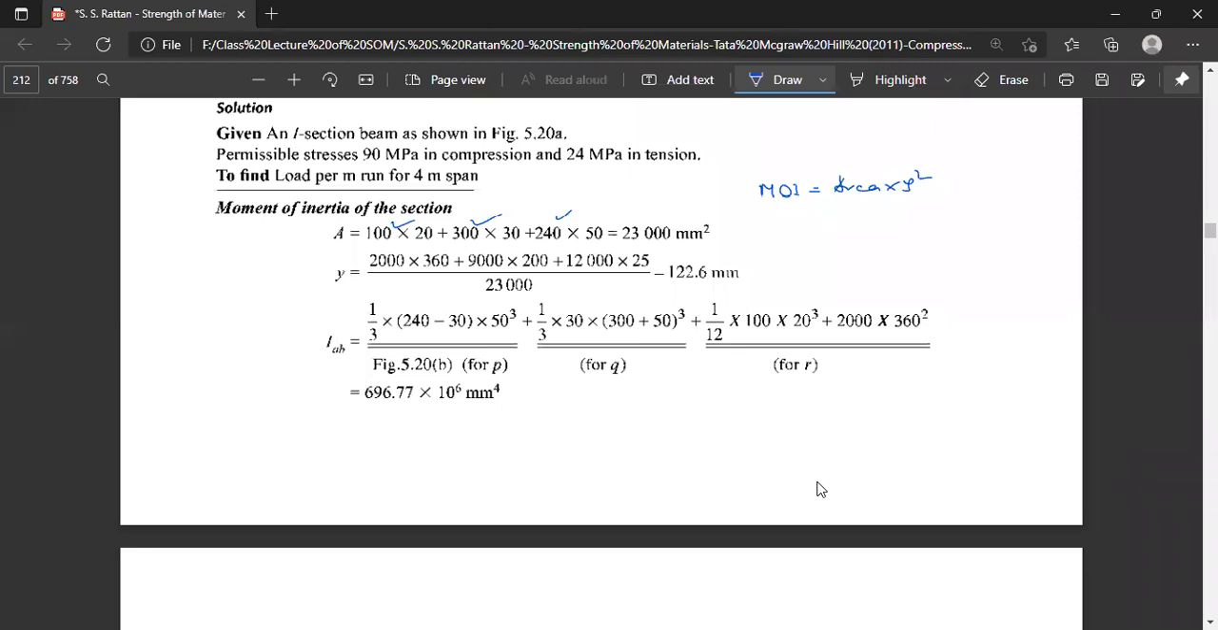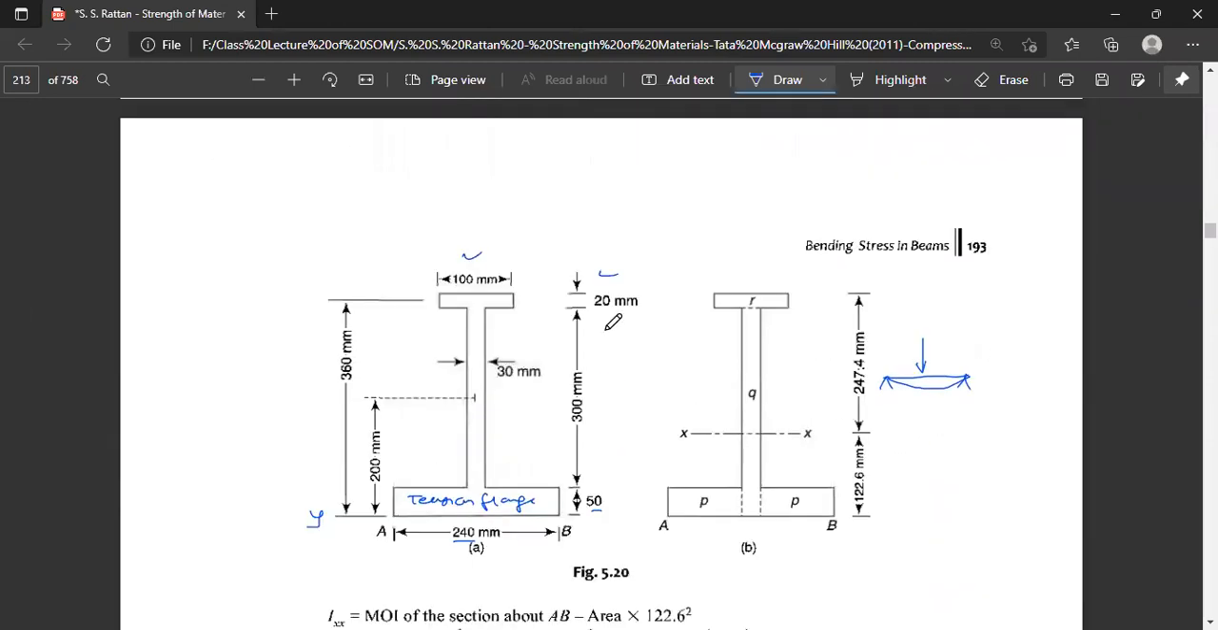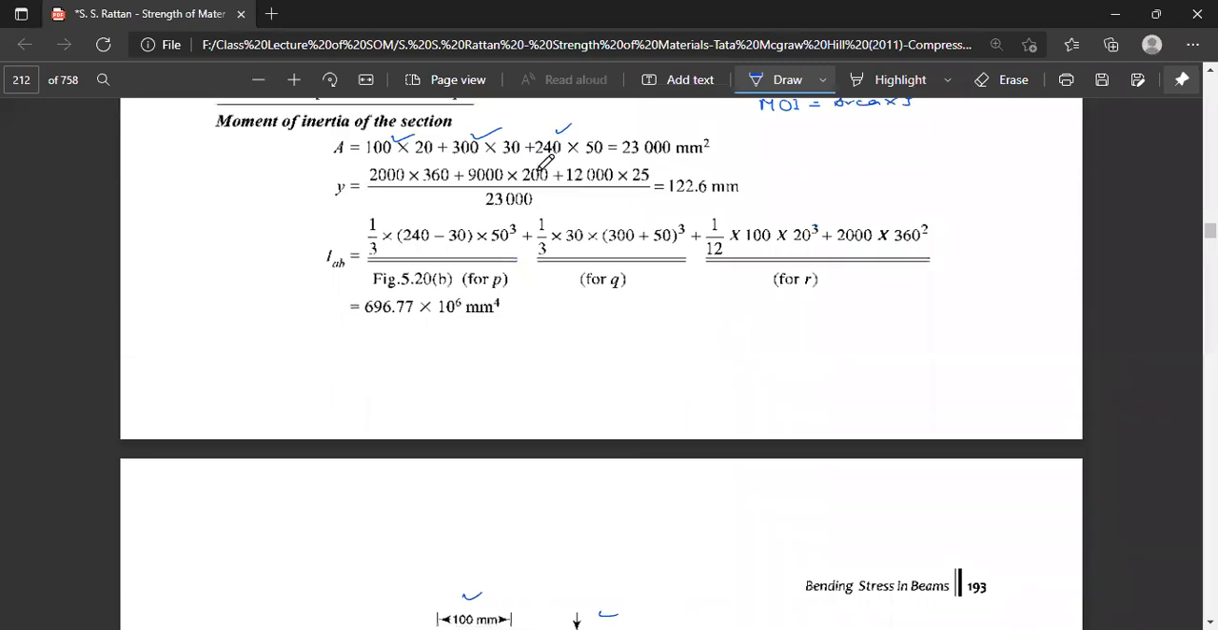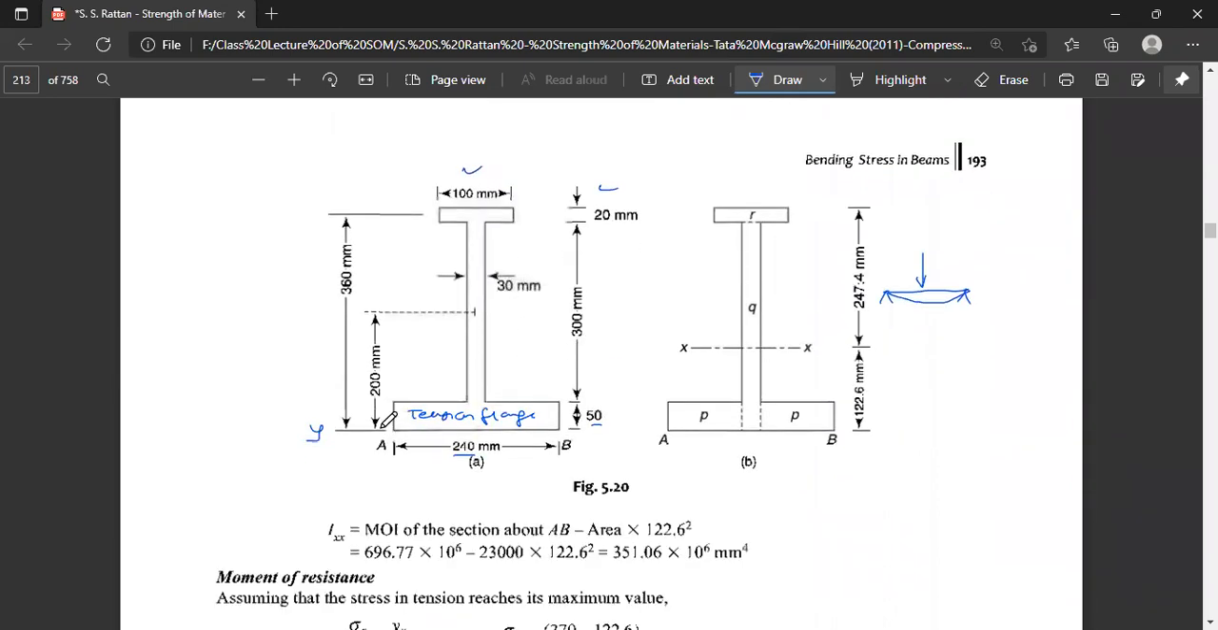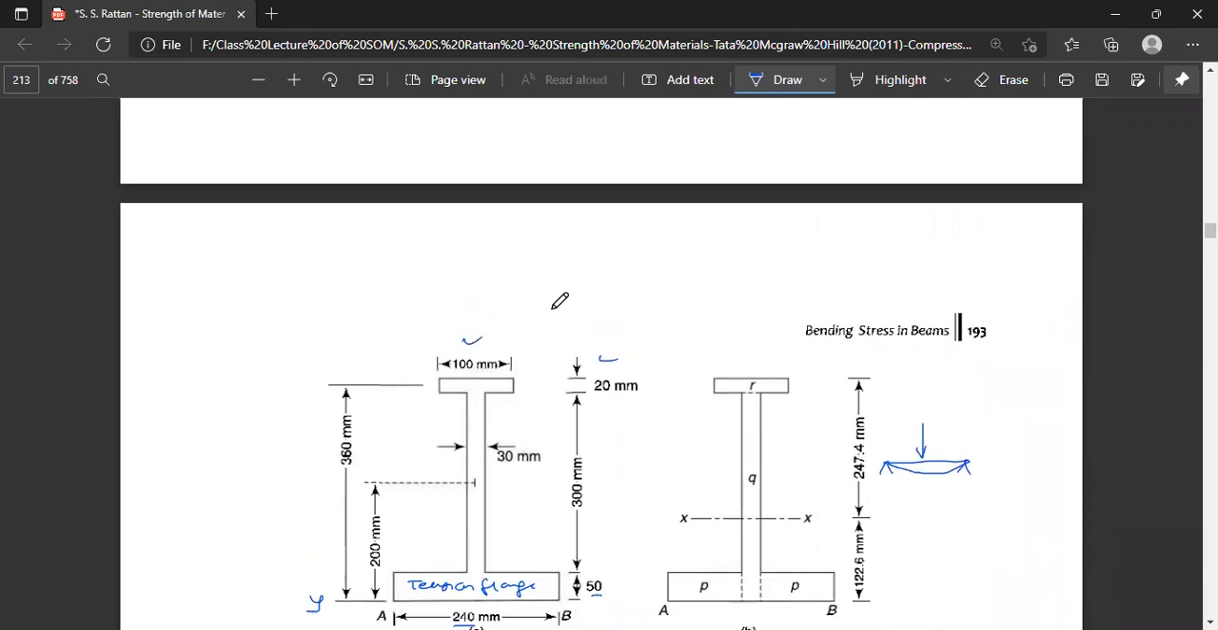Find out the value of y. So one is the area multiplied by its distance from the axis AB, which is 300 plus 360 millimeter, and this is 200 plus 360 millimeter. Next, we have to find this area, which is 300 into 30, that means 9,000, and its central axis distance given here is 200 millimeter. This area into y.